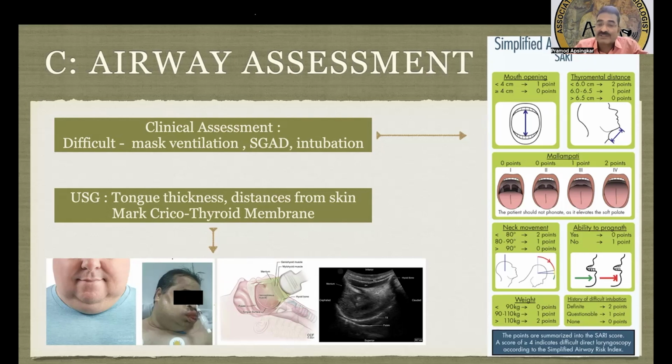So screen these patients. And if you cannot see this clinically, sometimes it is very difficult to assess clinically. So nowadays a very great tool available to us is sonography. Put the probe on the front of the neck and assess the difficulty of the airway, and we have to mark the cricothyroid membrane for emergency airway access.